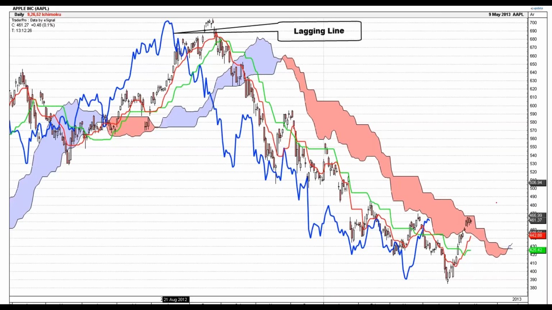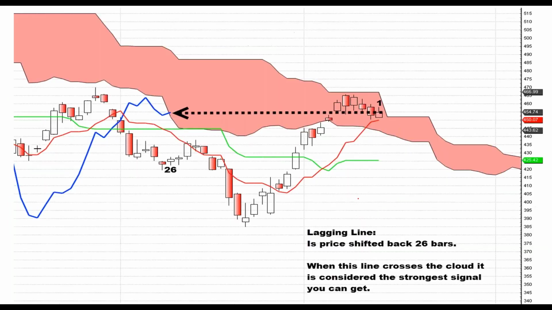So if we take a zoomed approach right here, and we go, okay, this is the price action. We're going to shift it back 26 bars. That is the lagging line. All right. This is the indicator that you want to look for on your chart.